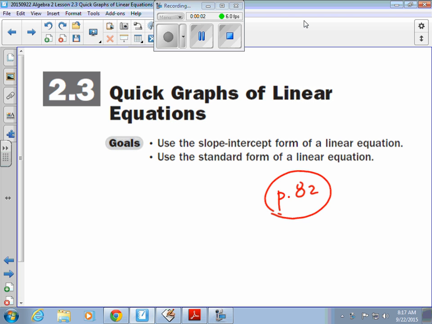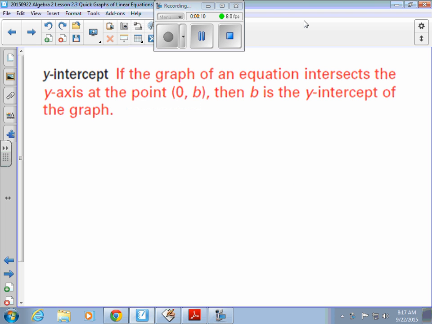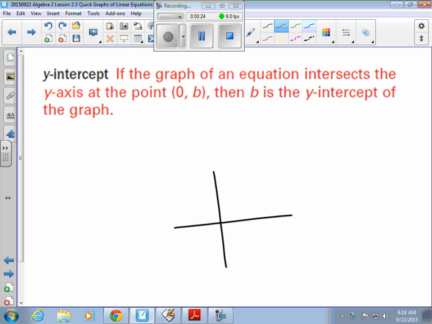This is Algebra 2. Quick review of quick graphs of linear equations, both the slope-intercept and the standard form, beginning on page 82. First one is the definition of a y-intercept. Y-intercept in a graph intersects on the y-axis. In slope-intercept form, it's your b value. But when you're looking at your graph, if you're picturing what is the y-intercept, this graph looks like this. Since it's the y-axis, this represents the y-intercept.